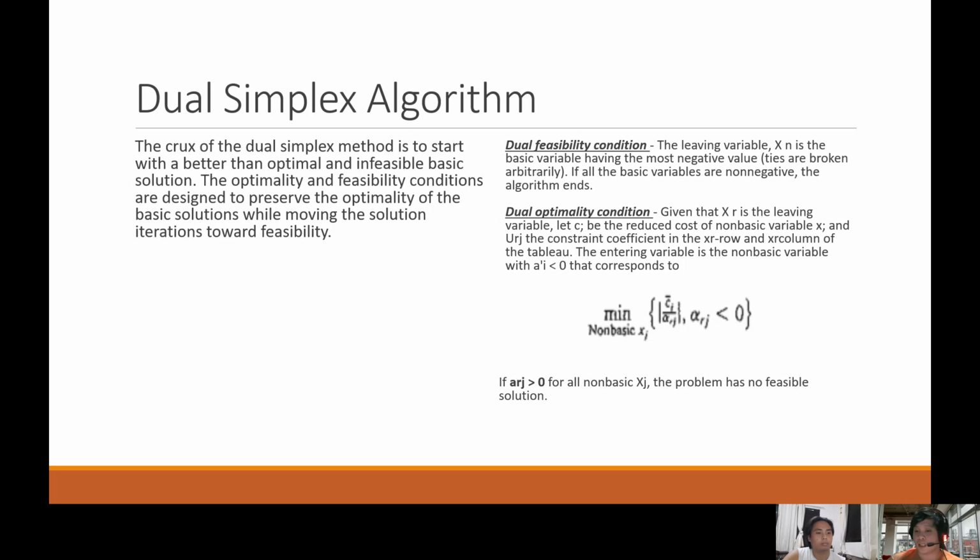The second is the dual optimality condition. It states that, given that xr is the leaving variable, let cj be the reduced cost of non-basic variable xj and arj be the constant coefficient in the xr row and xj column of the tableau. The entering variable is a non-basic variable with arj less than 0 that corresponds to the equation below. If arj is greater than or equal to 0 for all non-basic xj, the problem has no feasible solution.